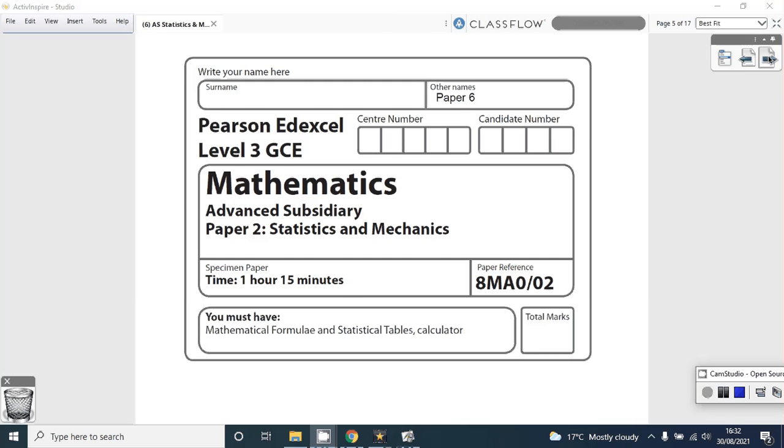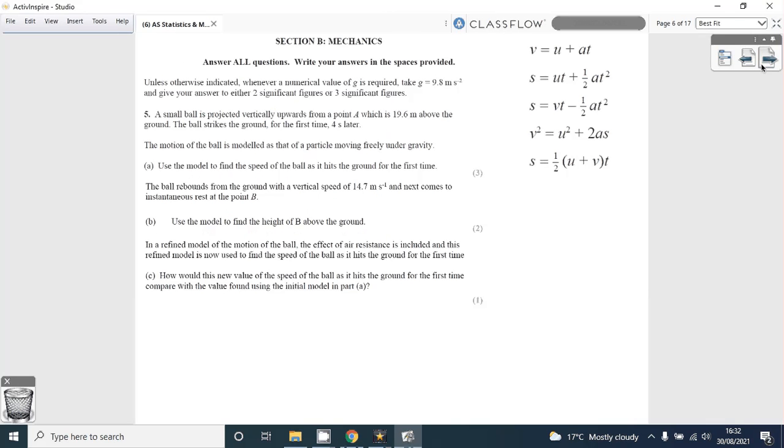Right, so the first question on part B on this paper was question 5. So this is the question if you just want to pause and have a go without any help. All you've got here are the Suvat equations straight out of the formula booklet.